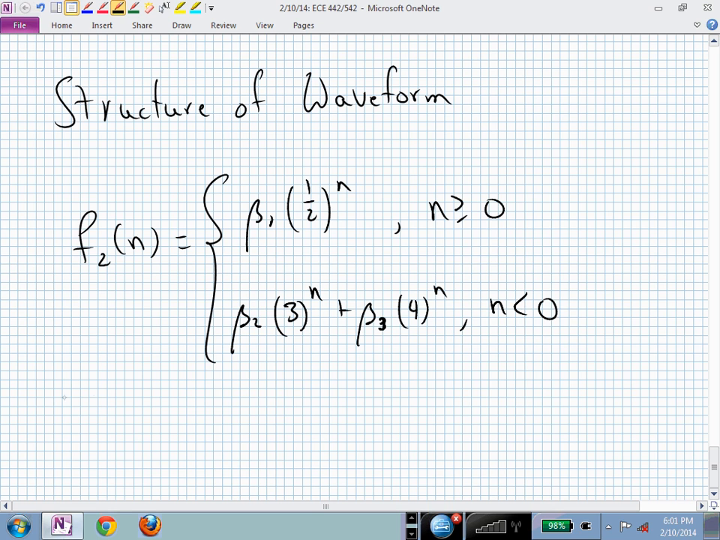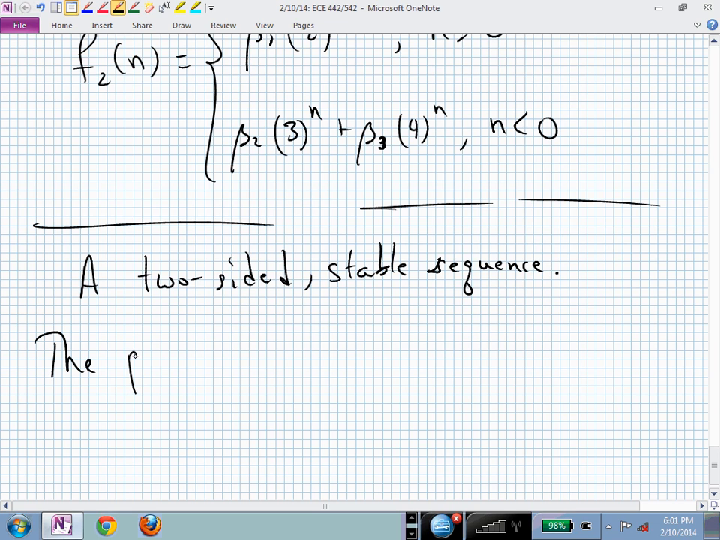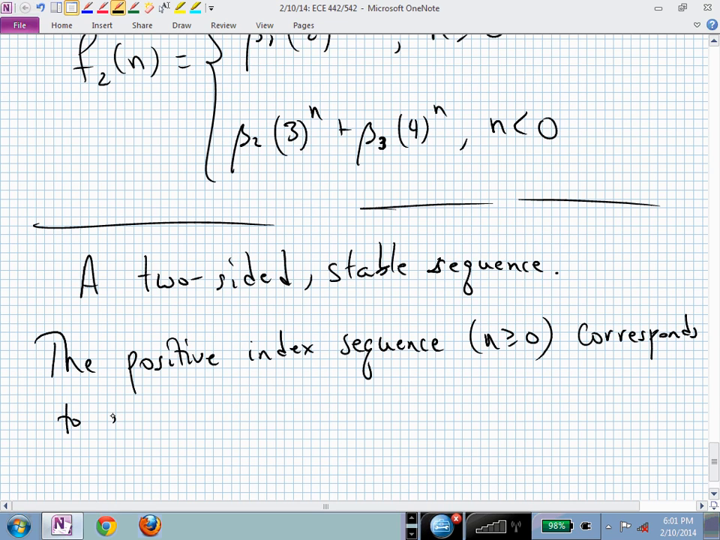We've now seen that for this particular case, a two-sided sequence, which is what f sub 2 of n represents, a two-sided stable sequence is what we ended up with, and the positive index sequence, or n non-negative, corresponds to a well-behaved or bounded sequence.